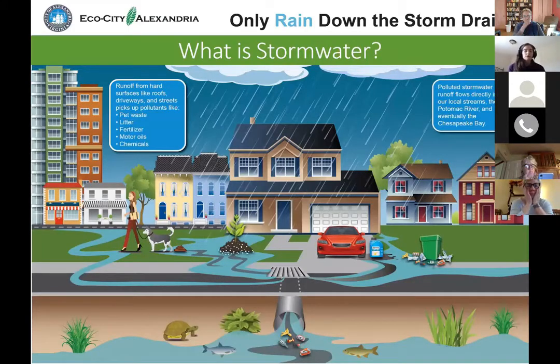This is a great schematic from City of Alexandria. I just referenced a few of these things, but different sources of pollutants that could end up in our waterways. So things we do on the land, if we don't pick up after our pet waste, if we don't pick up trash or litter, if we over fertilize, if the car is leaking or other things like that. All of those things, what happens on the land ends up draining through our stormwater system.